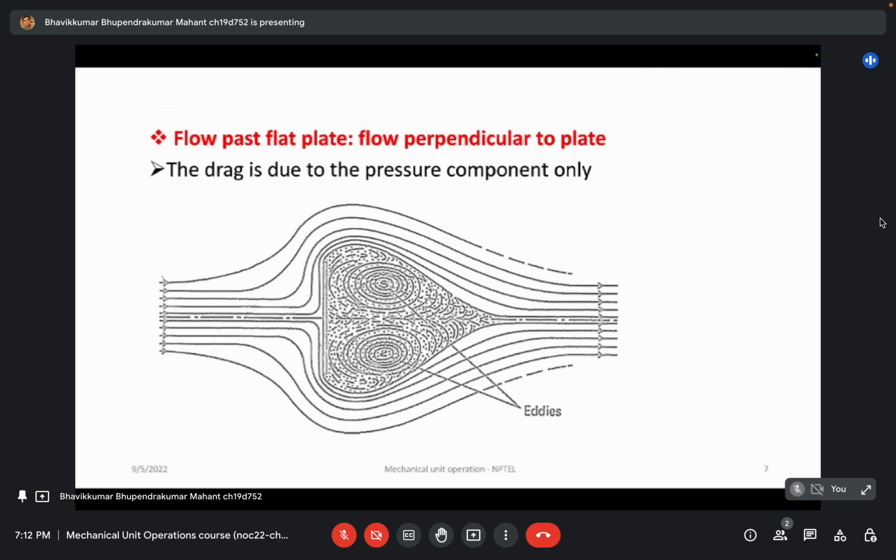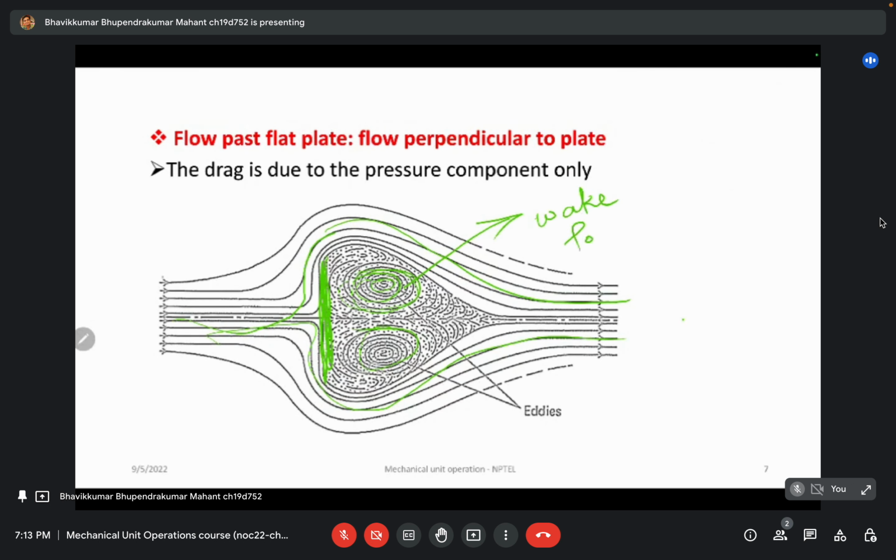So as you can see here, we put the plate in the vertical condition, then because of the plate, the streamline motion of the flow got disturbed, and here you can see a low pressure zone and eddies are generated. So these are the low pressure zones, which is also known as the wake formation.